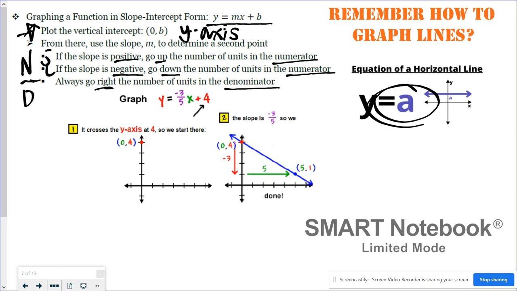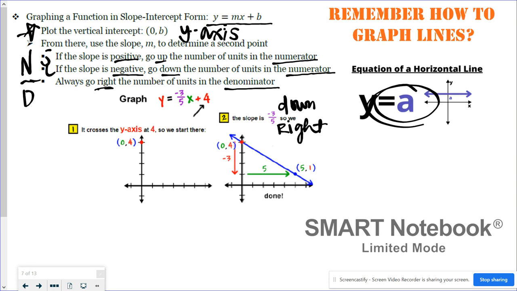So for example, in the graph below, it says graph y equals negative 3/5 x plus 4. So you're starting on the y-axis at 4. And since the slope is negative 3/5, since it's negative, we're going to go down the 3 units in the numerator, and then we're always going to go right the number in the denominator. So from that starting point, they went down 3 and right 5. That gave us a second point, and that's our line. Just use your straight edge and make a line, okay?